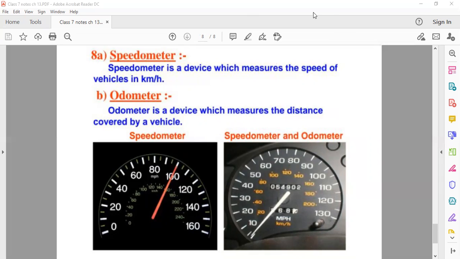I hope, children, you will now practice more questions so that the concept of finding speed, distance and time becomes clearer to you. Thank you.